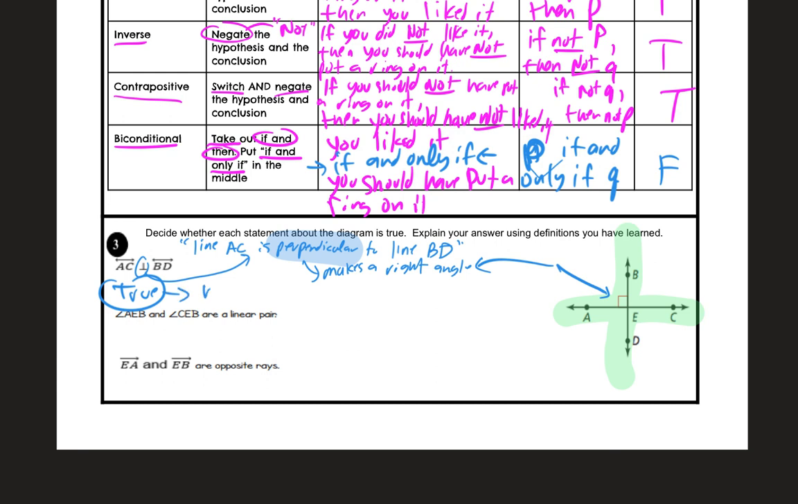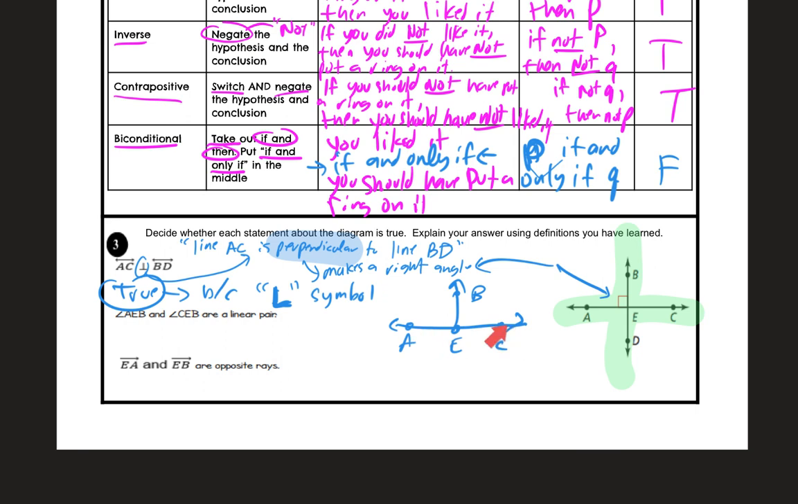Why? Because of this symbol. Right? Because of that symbol right there that told us that it was. Okay, next. Angle AEB and angle CEB are a linear pair. Okay, so let's take a look at that. AEB is this right here, right? And CEB. Let's draw that out real quick. That's A, that's E, that's C, and that's B.